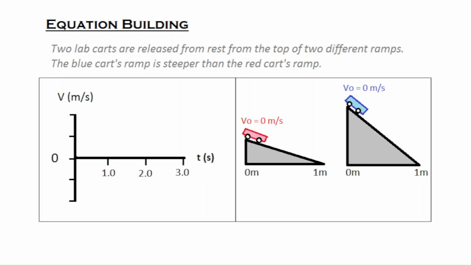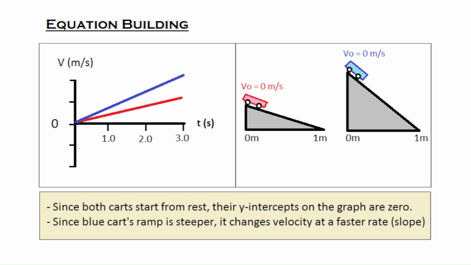In the second example, we again have two carts, but now both are released from rest, and they are placed on ramps with differing slopes. The goal again is to put data for each cart on the same velocity versus time graph. Well, now they would have the same y-intercept because they are both released from rest. They should start at 0. I would expect blue's slope, though, to be steeper than red's because it is on the steeper ramp, and it should pick up speed at a faster rate.